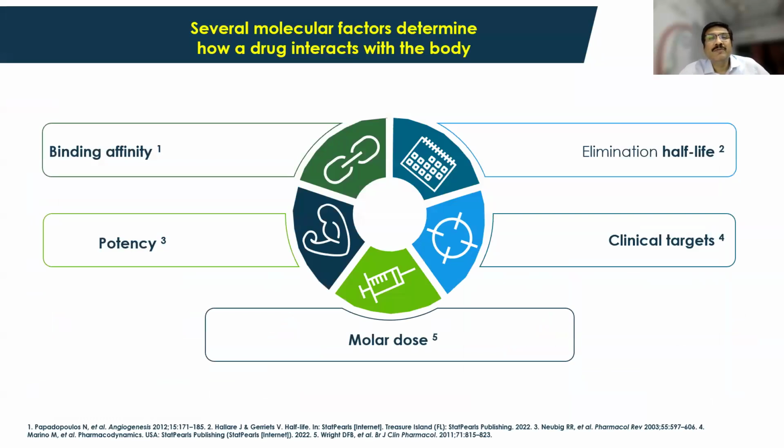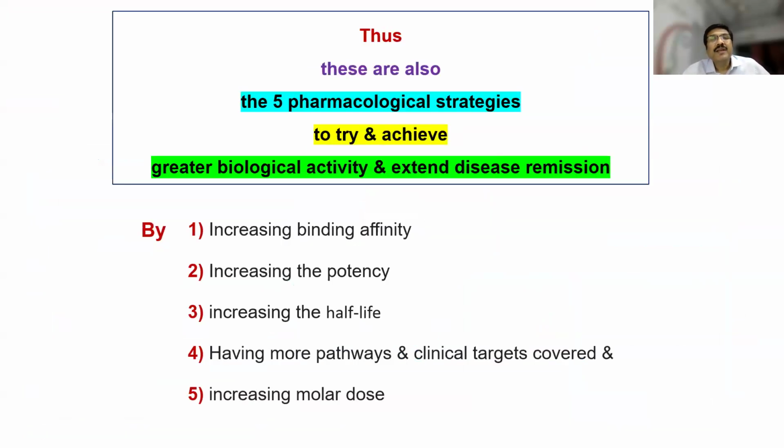Several molecular factors determine how a drug interacts with the body, namely binding affinity, elimination, half-life, potency, clinical targets, and molar dose. Thus, these are also the 5 pharmacological strategies to try and achieve greater biological activity and extend disease remission by increasing binding affinity, increasing the potency, increasing the half-life, and having more pathways and clinical targets covered and increasing the molar dose.